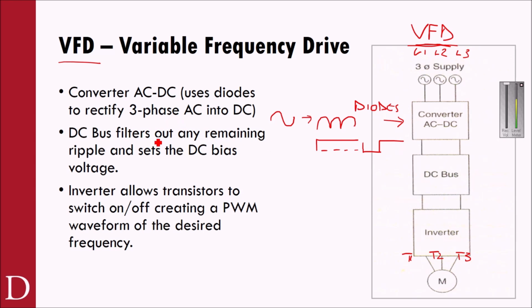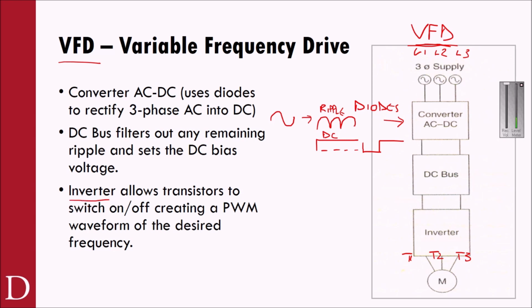And now the DC bus is what's going to filter out any of that ripple. So this would be ripple here, and this would be a smooth DC right here. And then the interesting part, where the magic really occurs. So all we really did was create a DC power supply so far, right? AC coming in, DC coming out. But where it gets really interesting is the inverter side.